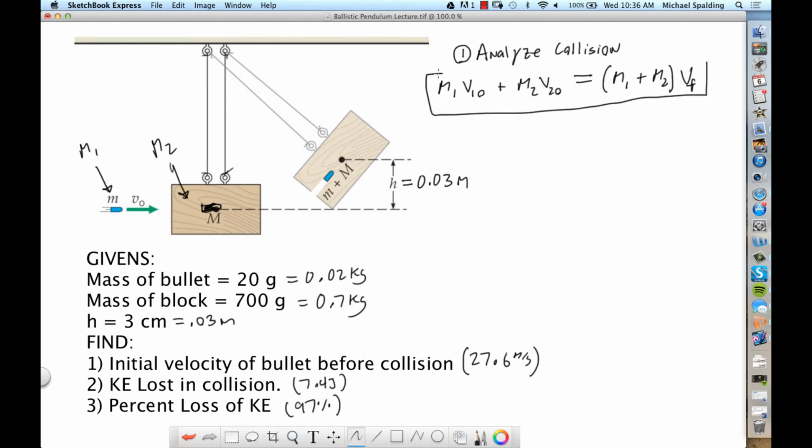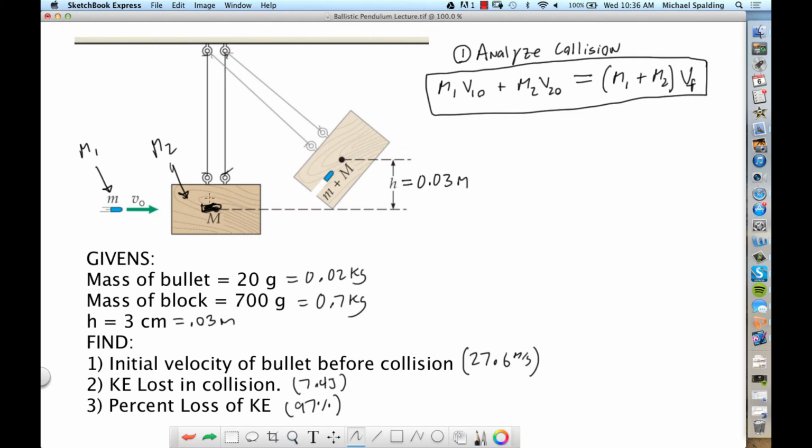Now, in the homework set, the ballistic pendulum problem that you're going to see, the bullet does not get stuck in the block. The bullet goes through the block. So then what would this equation look like if the bullet goes through? The right side of the equation, you'd keep the momentum separate. M1 V1 final plus M2 V2 final. That's if they do not become stuck, right? But for this problem, the bullet does stay in the block after the collision.